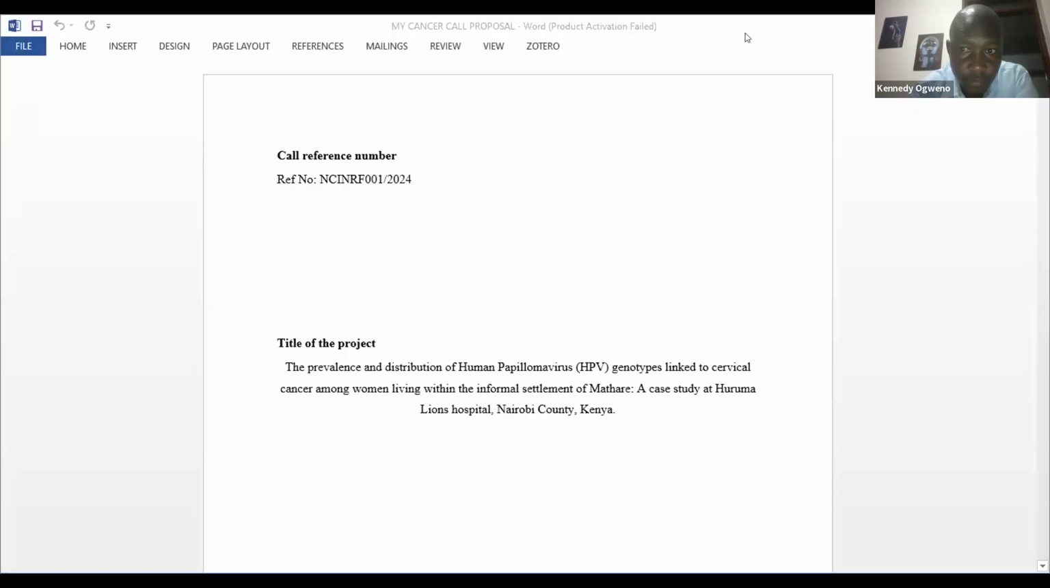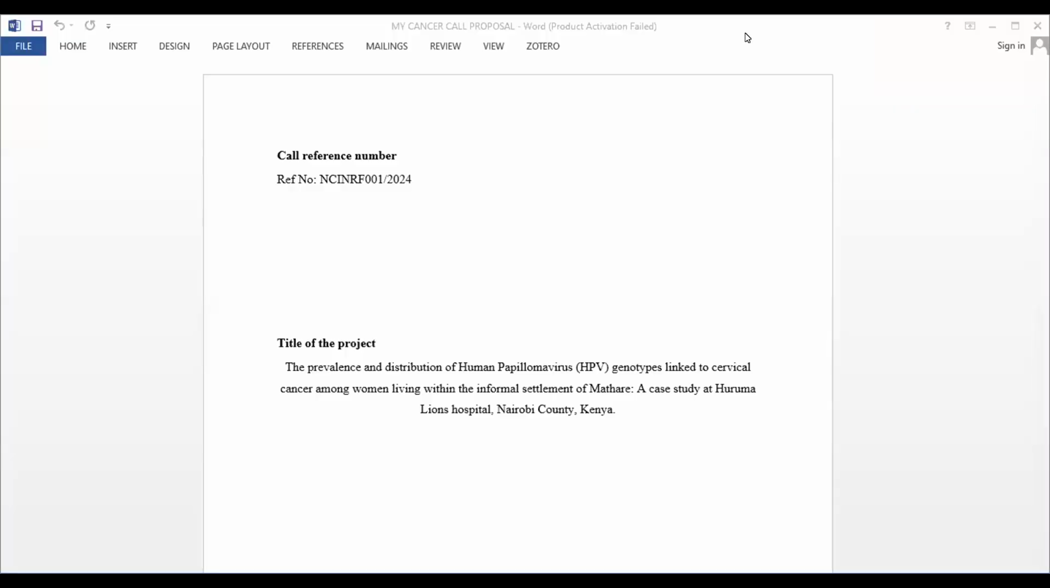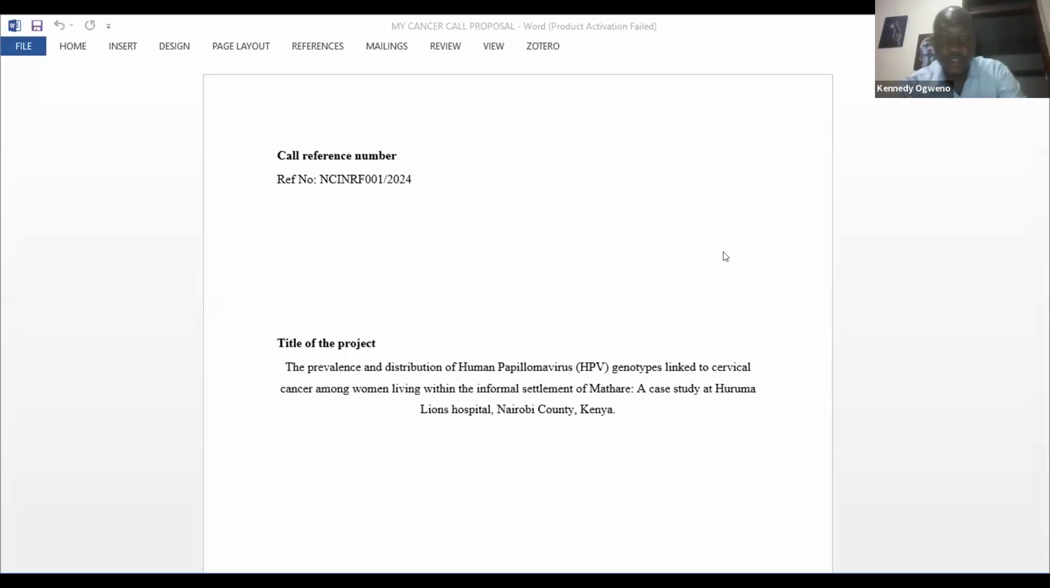So can I share this Word document? Just a quick one before we finish. Yes, share it. I think I can share it. Is it visible? Yes, it's visible now. It's visible, okay?